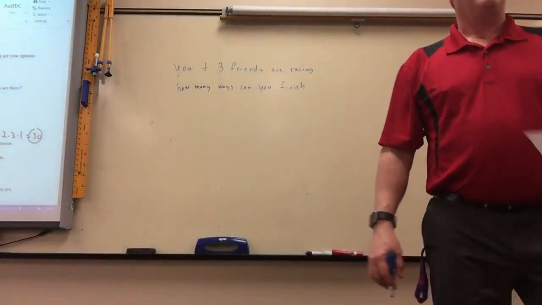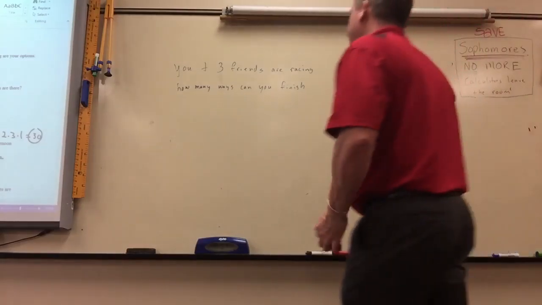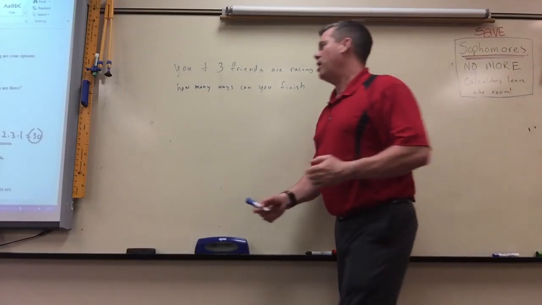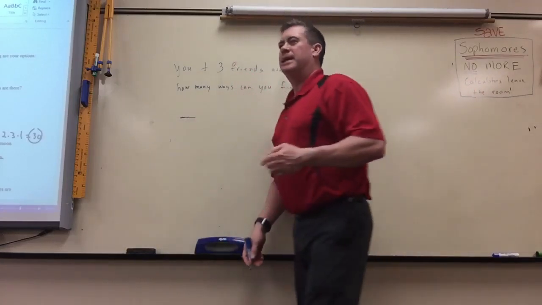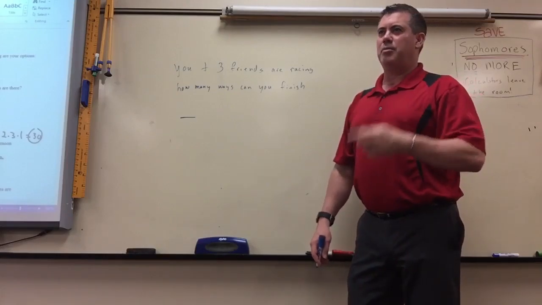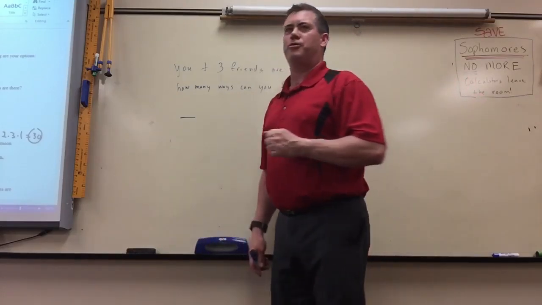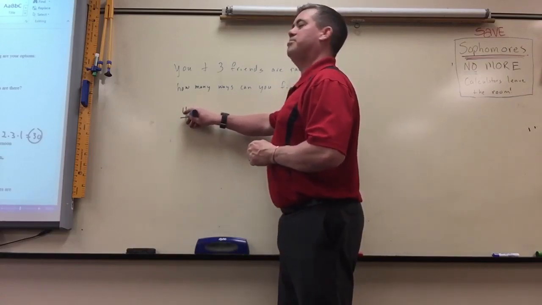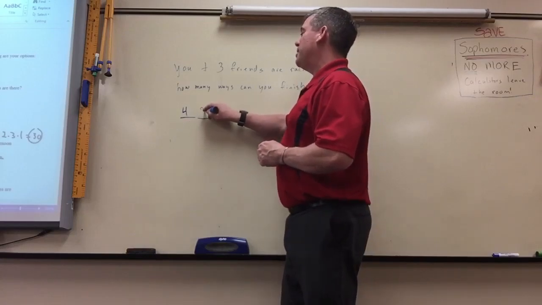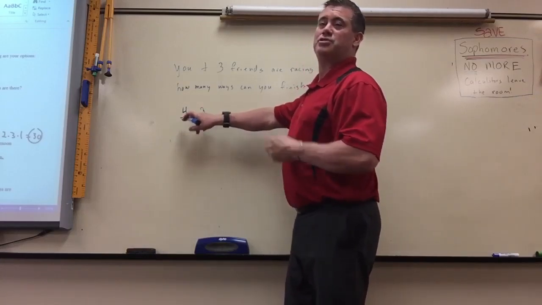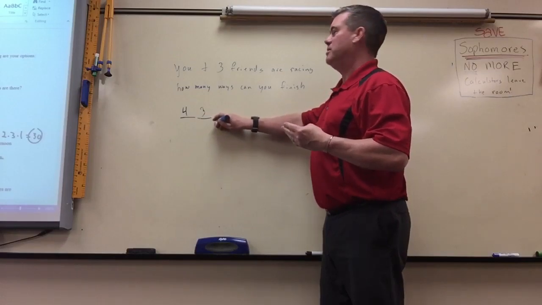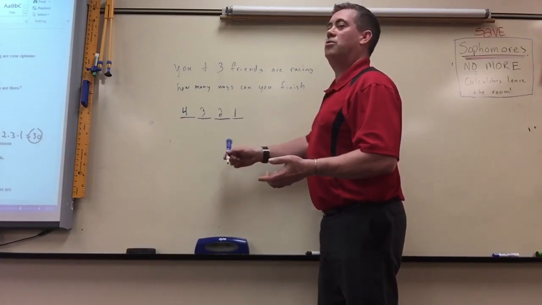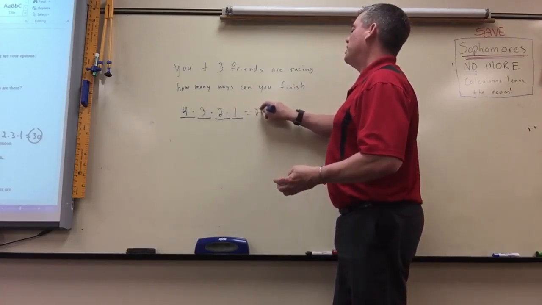So I was like, if you and 3 friends are racing, how many ways can you finish? First, second, third, and fourth. So to figure this one out: how many different people could finish in first place? 4. How many can finish in second place? 3, because someone has finished first already. So there's only 3 people left that can get second. So how many could finish third? 2, and then how many last? 1. So 4 times 3 times 2 times 1 is 24.